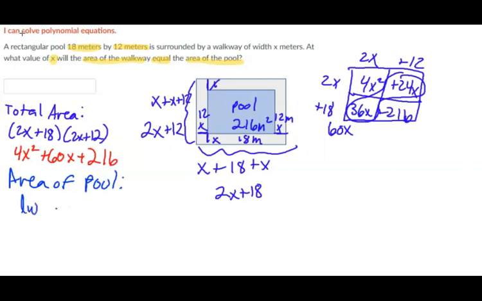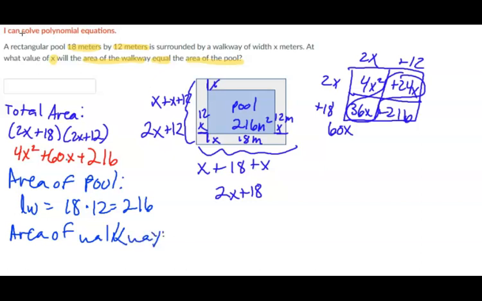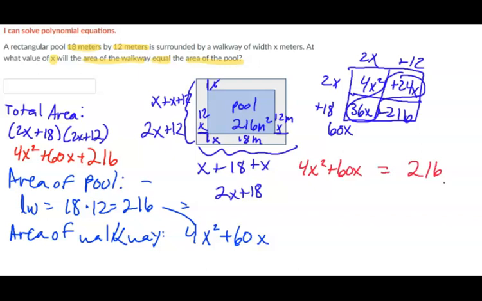Okay, from there we want to find the area of the pool. And that's just length times width, and that is 18 times 12, that is 216. To find the area of the walkway, it is this minus this. So it'd be 4x squared plus 60x. So we want these two to be equal. So let's write that out. 4x squared plus 60x equals 216.